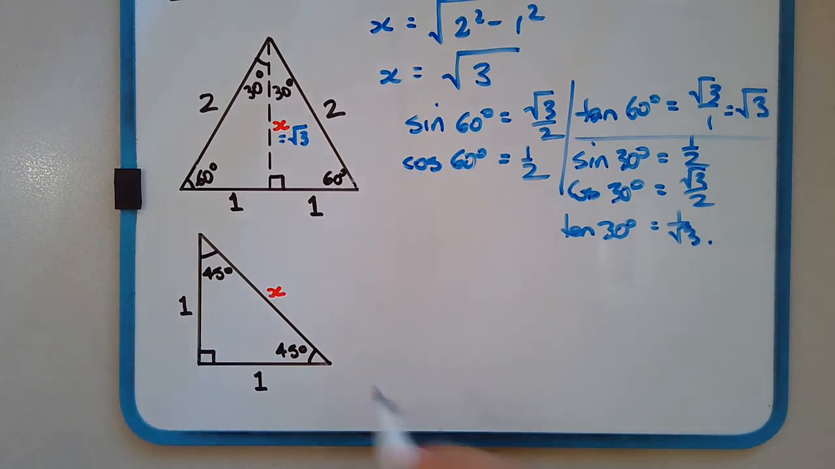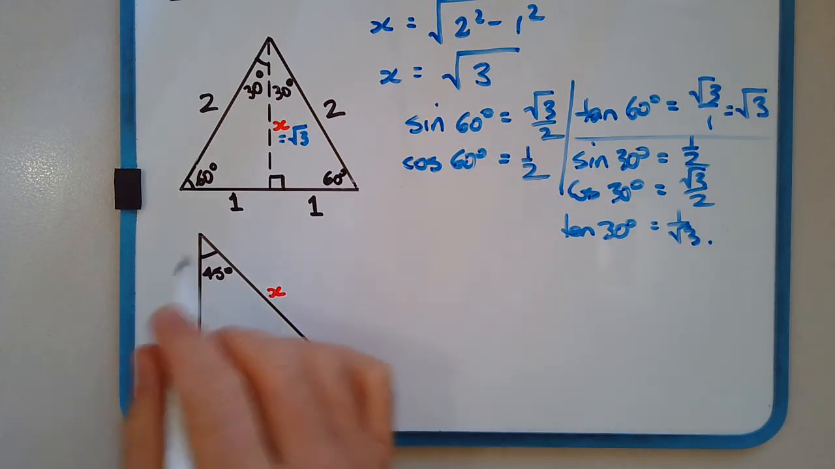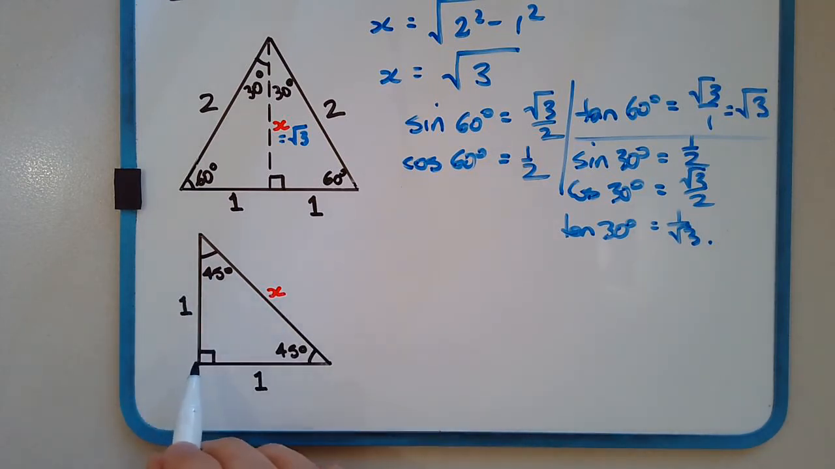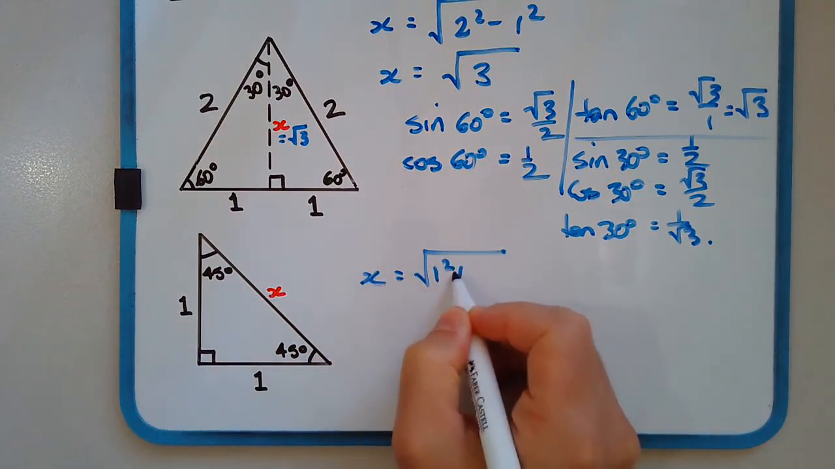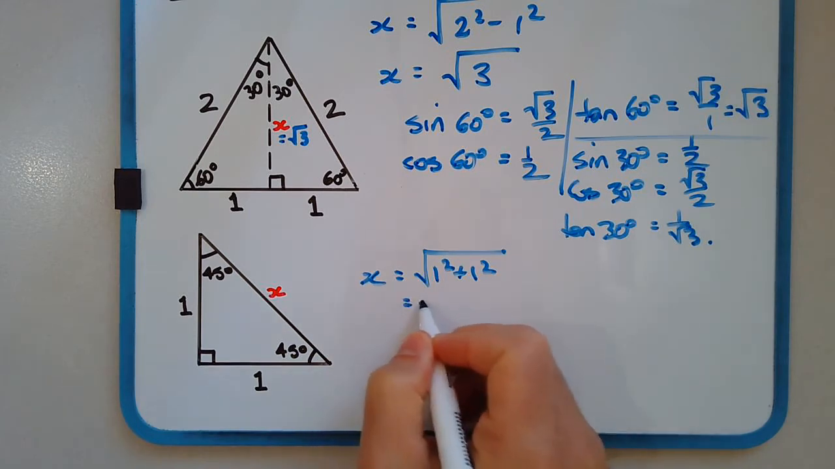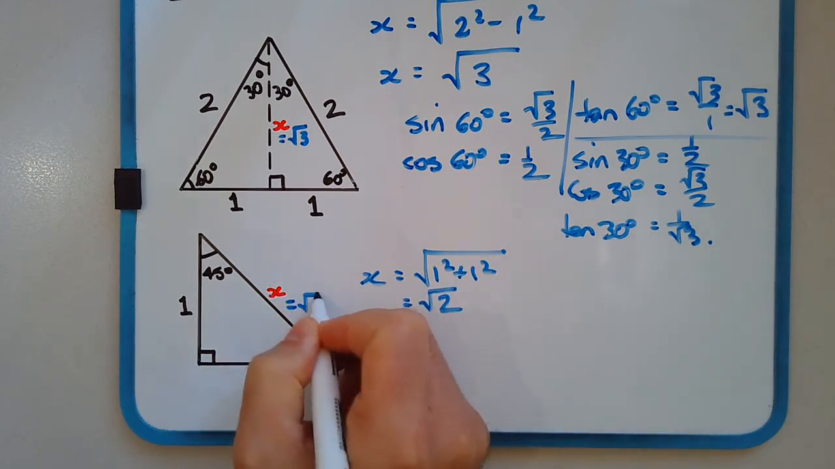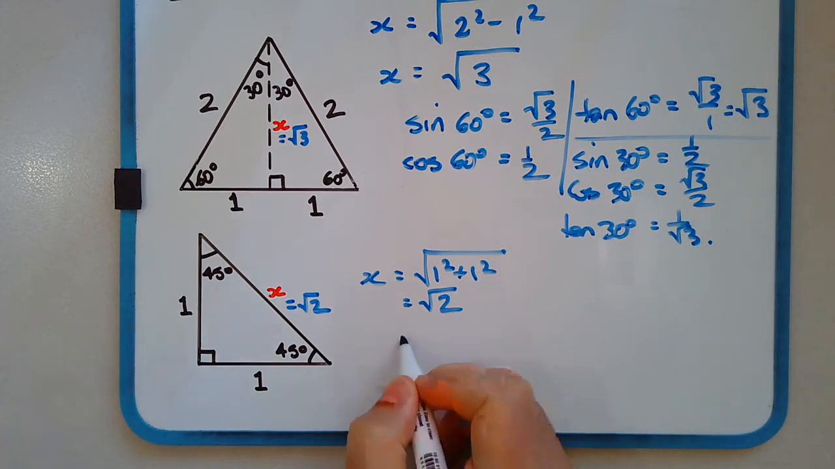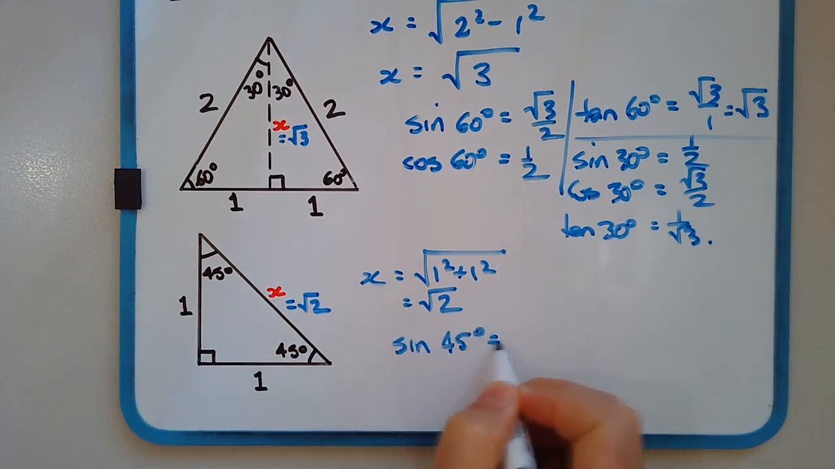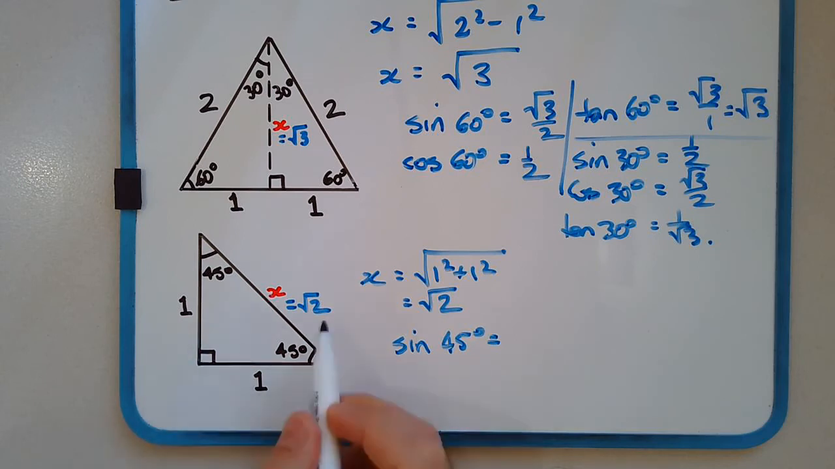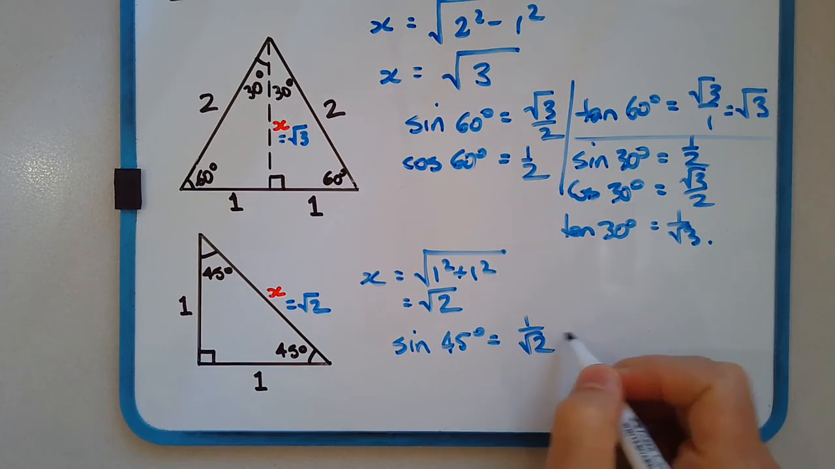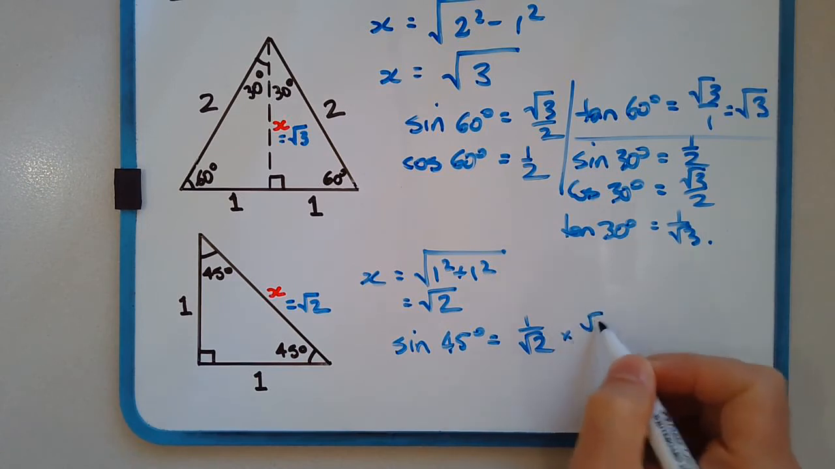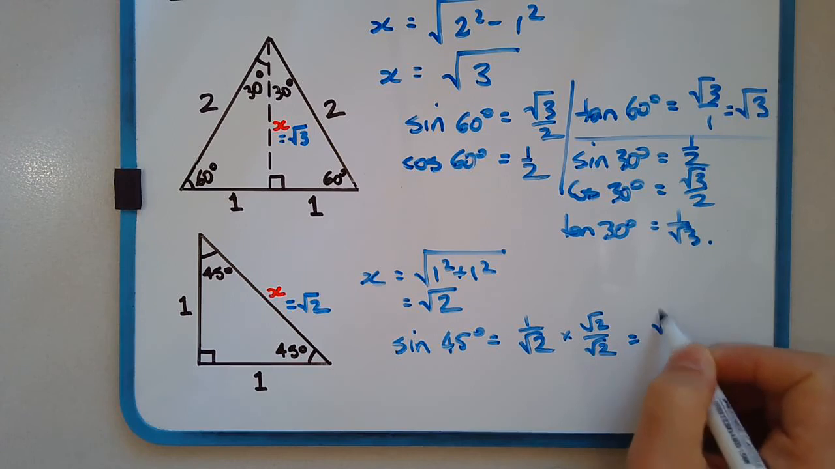Just nice and easy. Now, being an isosceles triangle, we can use Pythagoras' theorem as well, because it's not only isosceles, it's also a right angle triangle. X is equal to the square root of 1 squared plus 1 squared, which is equal to root 2. Now, sine of 45 degrees is equal to 1 over root 2. If we rationalize that, multiplying by root 2 on root 2, it's the same as root 2 over 2.